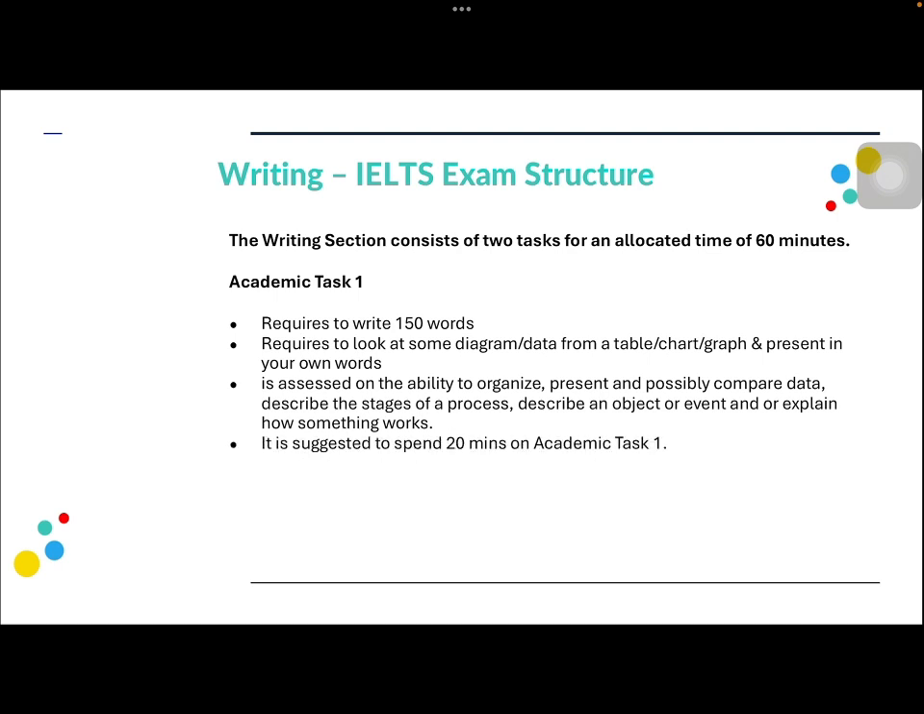It is recommended that you spend only 20 minutes on academic task 1 and 40 minutes on academic task 2. The reason is, as I have not yet talked about academic task 2, academic task 2 asks you to write 250 words, right? While academic task 1 asks you to write only 150 words. Now in this case, as we can see, there is a difference in word count, which is very straightforward: you have to write a little fewer words in academic task 1 and 250 words in academic task 2.